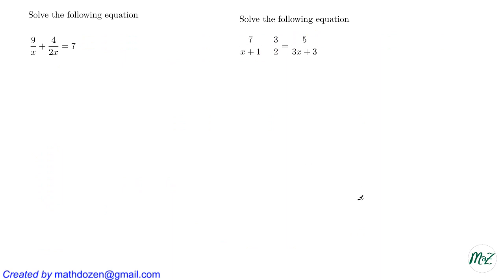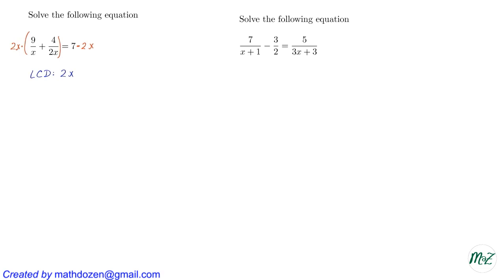In this video we're going to solve the following two equations. So we're going to start with the leftmost problem to begin with. Since this equation has a couple of denominators, we're going to figure out the least common denominator, that's 2x. And then we're going to multiply both sides of the equation by 2x.